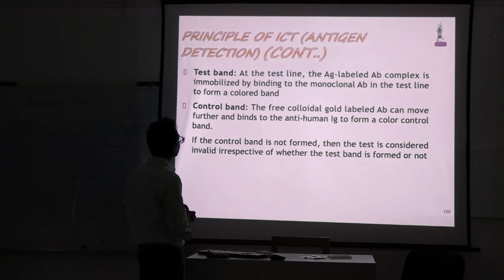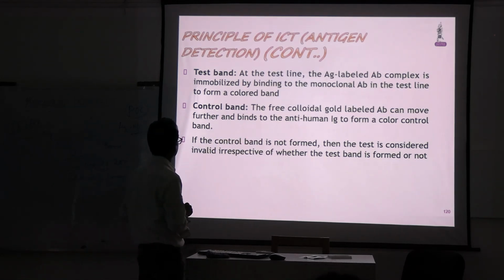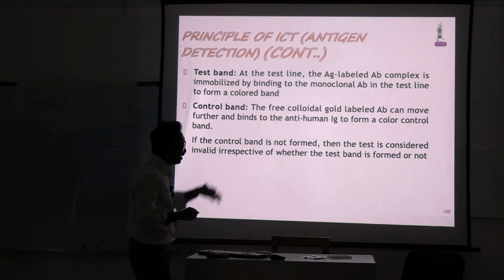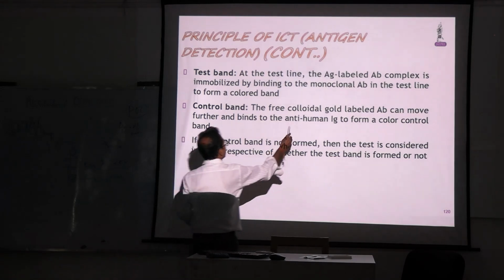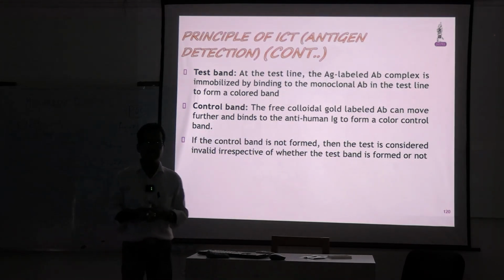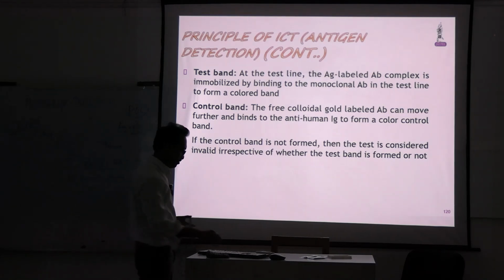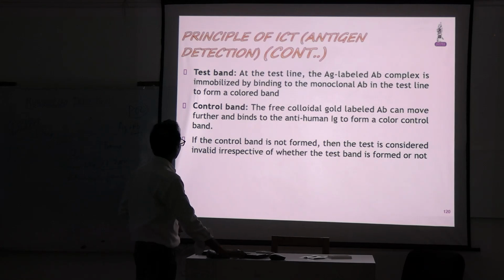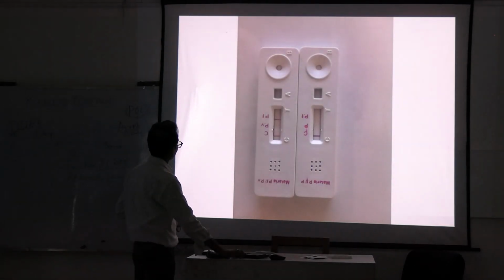In the test line, the antigen-labelled antibody complex binds. The free colloidal gold labelled antibody moves further and binds to the control line. What is there in the control line? Anti-human immunoglobulin, so that the test is known to be performed. This is a negative result, this is a positive result.